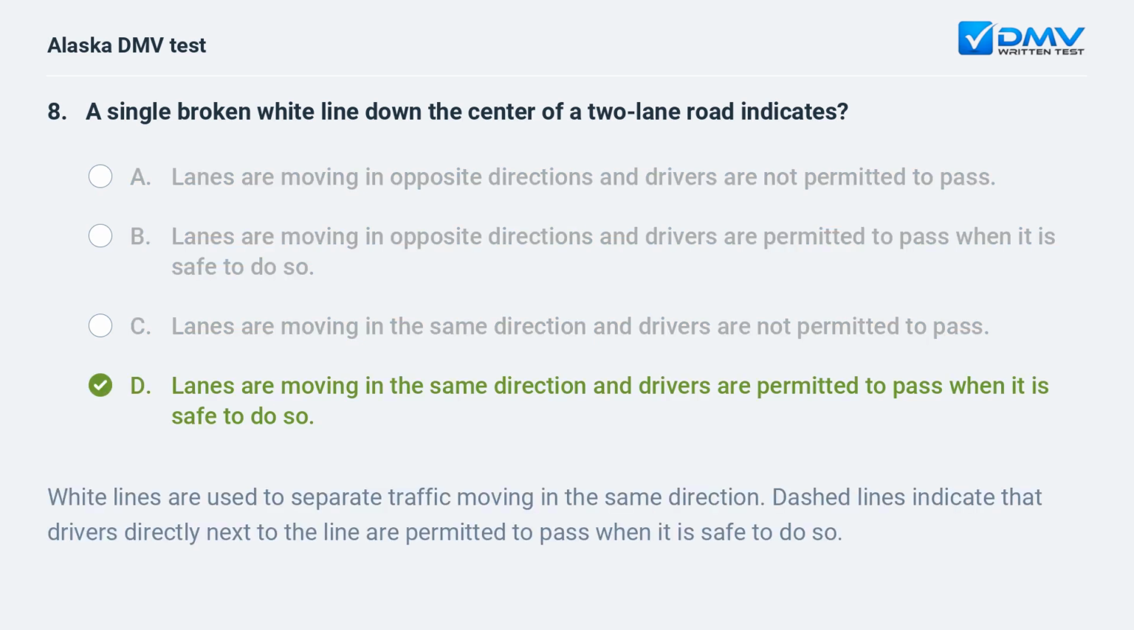d. Lanes are moving in the same direction and drivers are permitted to pass when it is safe to do so. White lines are used to separate traffic moving in the same direction. Dashed lines indicate that drivers directly next to the line are permitted to pass when it is safe to do so.